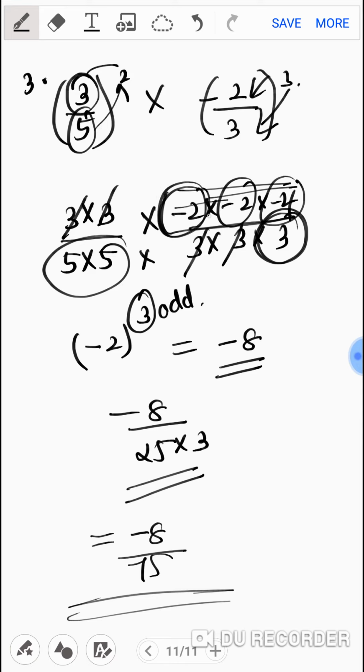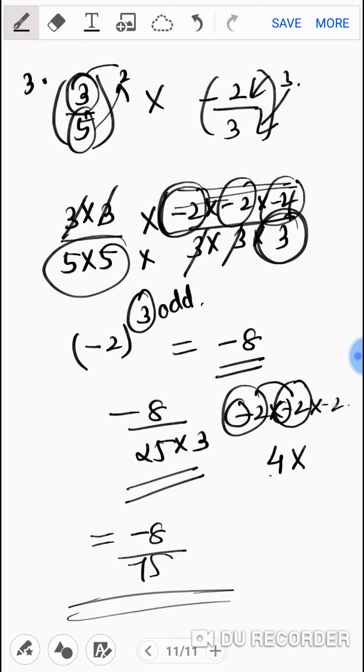If you cannot multiply this minus 2 into minus 2 into minus 2, I'll explain you how you can do. First you have to multiply minus 2 into minus 2. That will be plus 4. Why plus 4? Because 2 into 2 is 4, and minus into minus is plus. And then this 4 you have to multiply with this minus 2. 4 into 2 will be 8 and this minus sign.